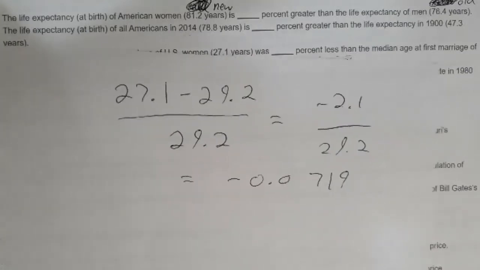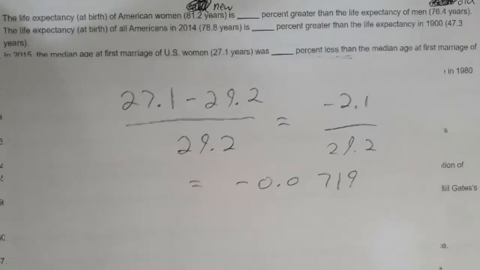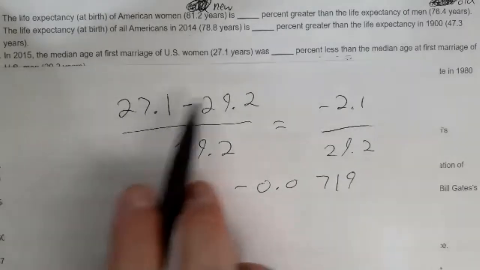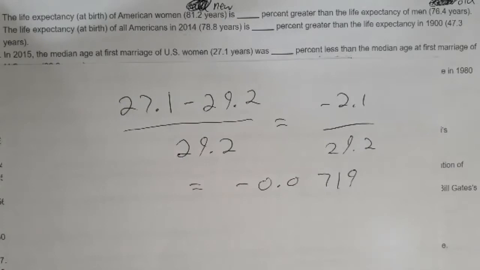I've got a question. When figuring all this out, is it going to be necessary to put the years, or can you just plug the numbers in and go right at it? What do you mean, the years? Is it right to write 27.1 years minus 29.2 years, or can you just put the numbers and you automatically know what I'm talking about when solving the problem?